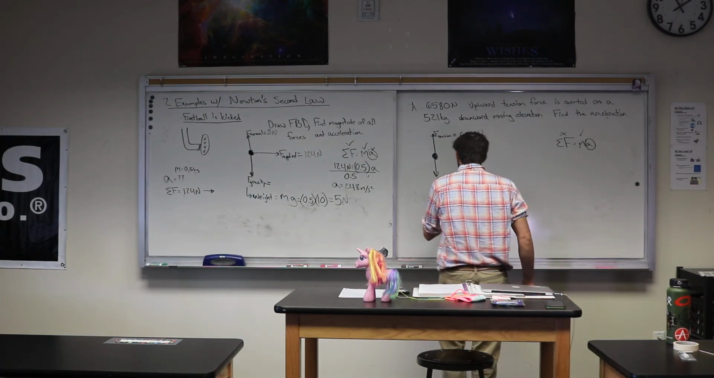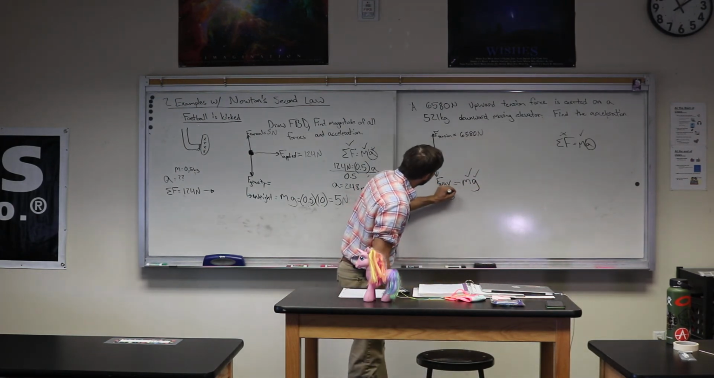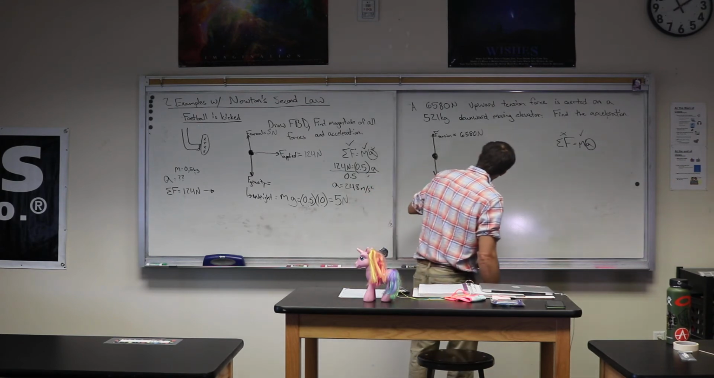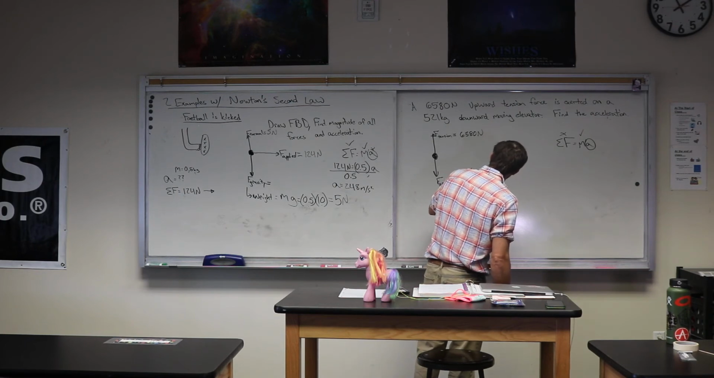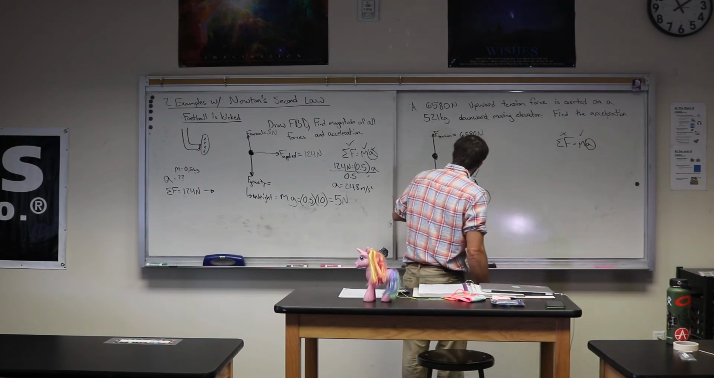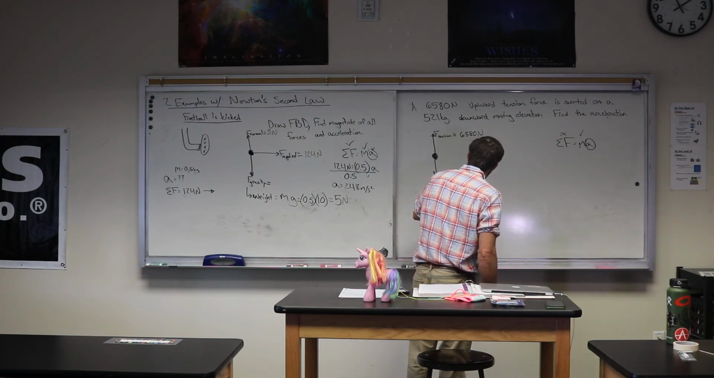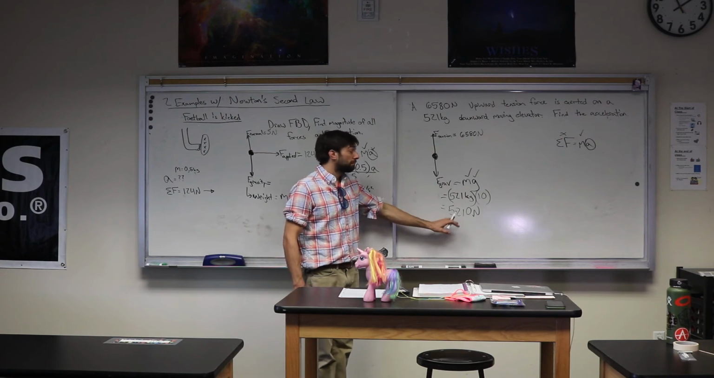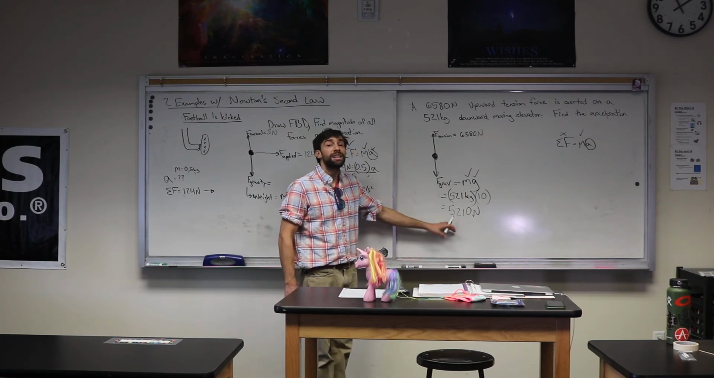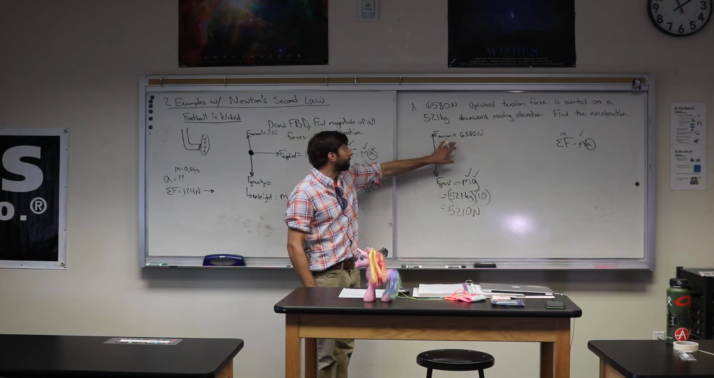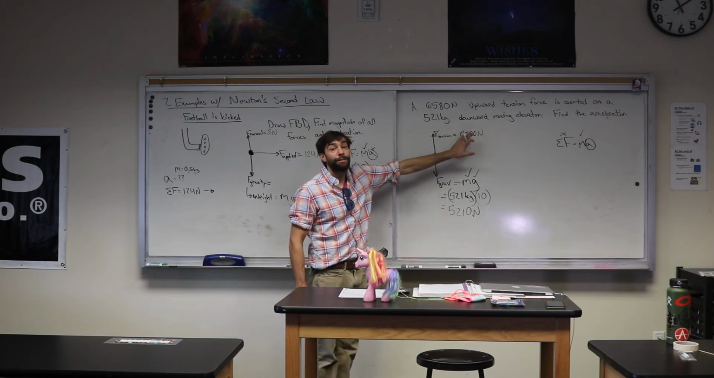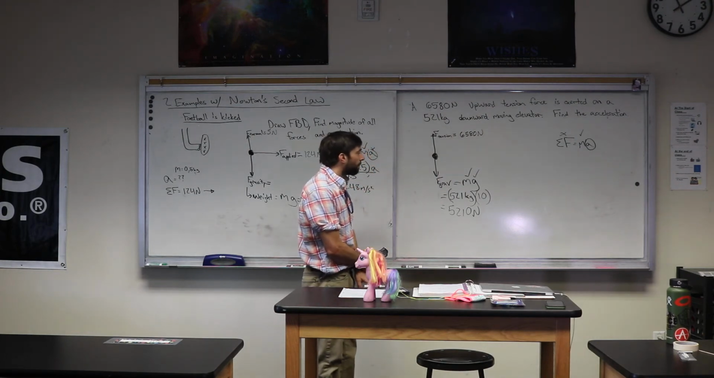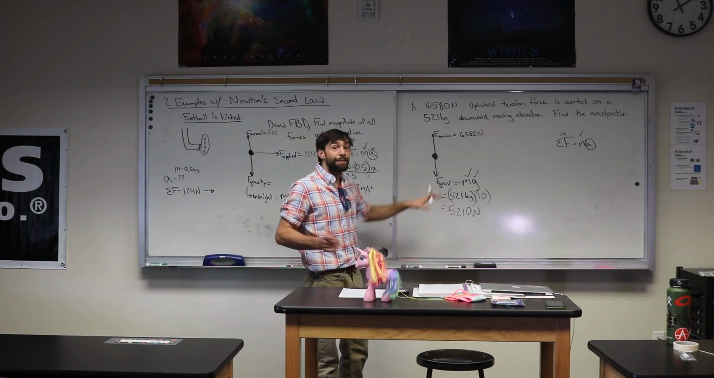So let's put those into our equation. Our mass is 521 kilograms multiplied by 10 for a total of 5,210 newtons. So now I have 5,210 newtons down, and I have tension of 6,580 newtons up.